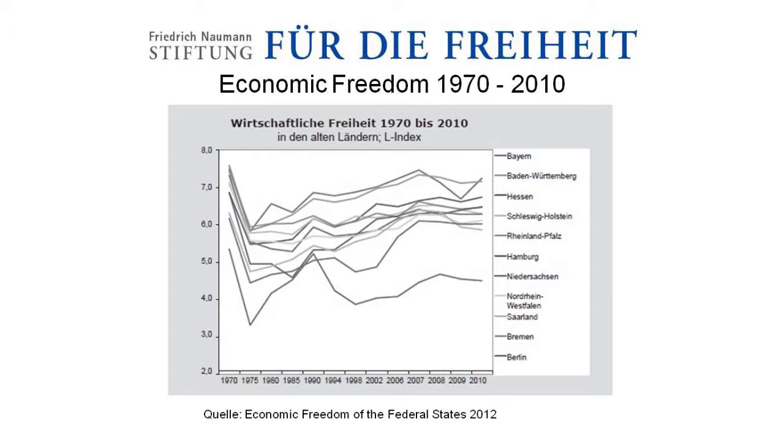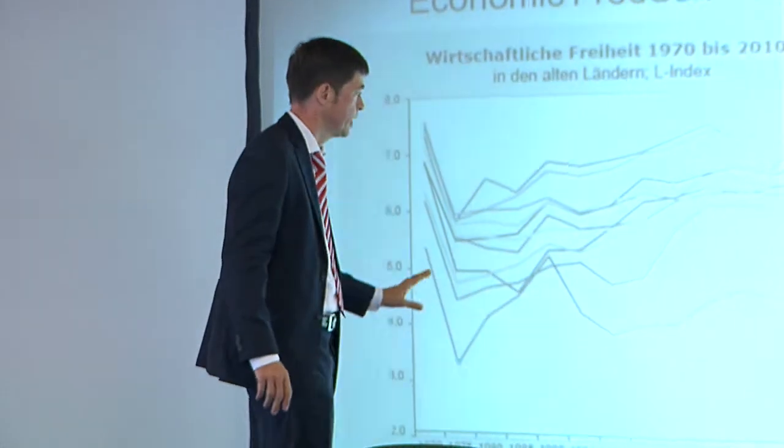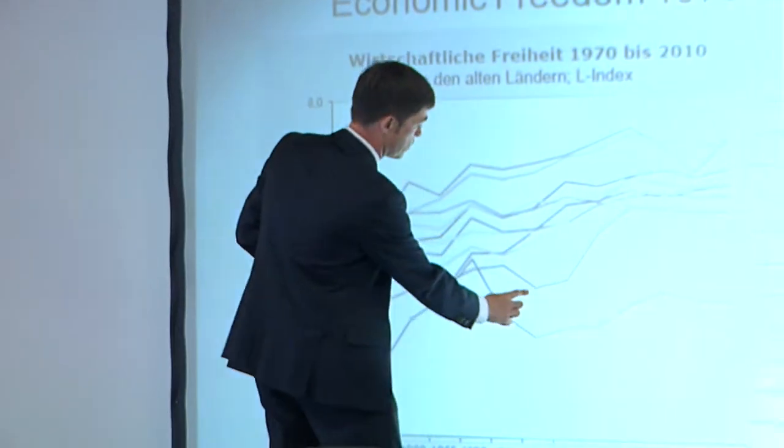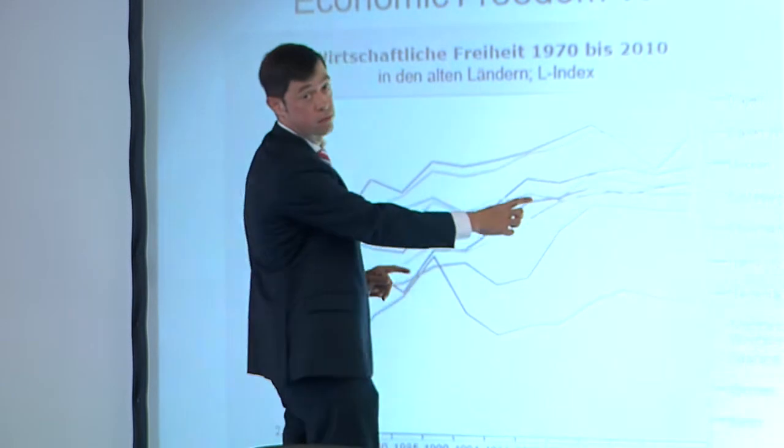Here, of course, the first ones are Bavaria and Baden-Württemberg. They are always at the top, and Berlin is always at the bottom. And the others are developing more or less. But one thing is interesting. For example, this one, this is Hamburg.